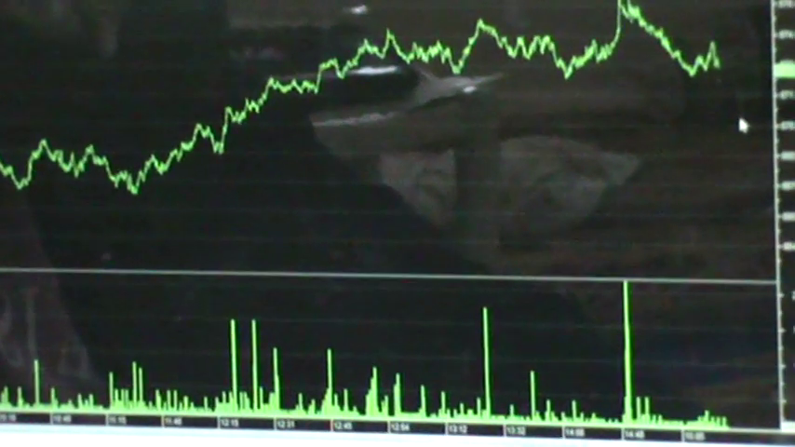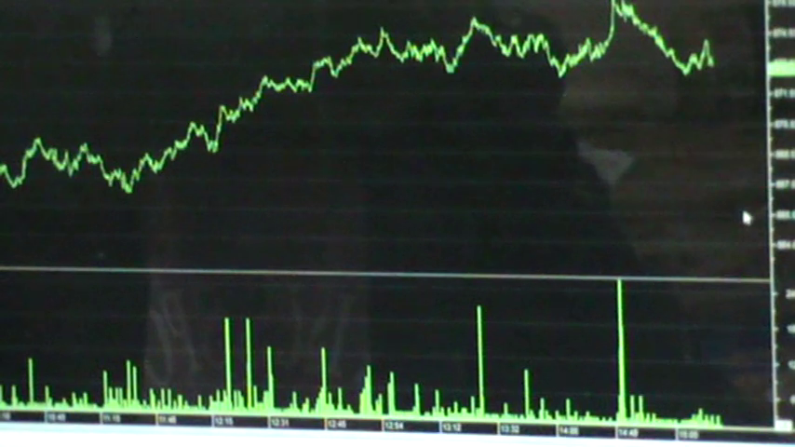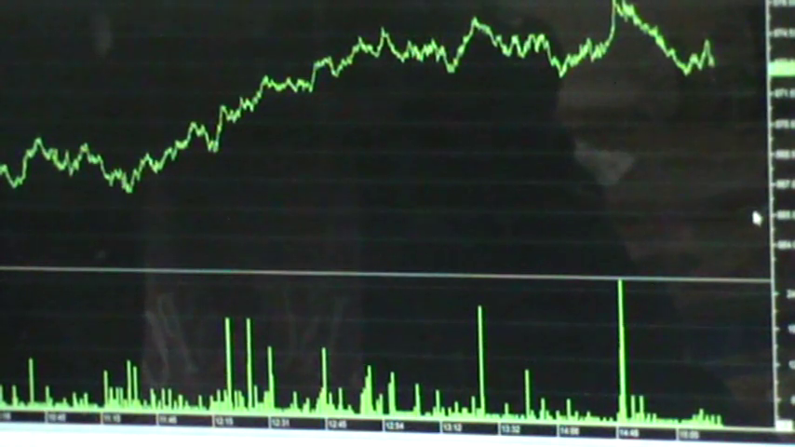$870 is one support level and the second is 865.